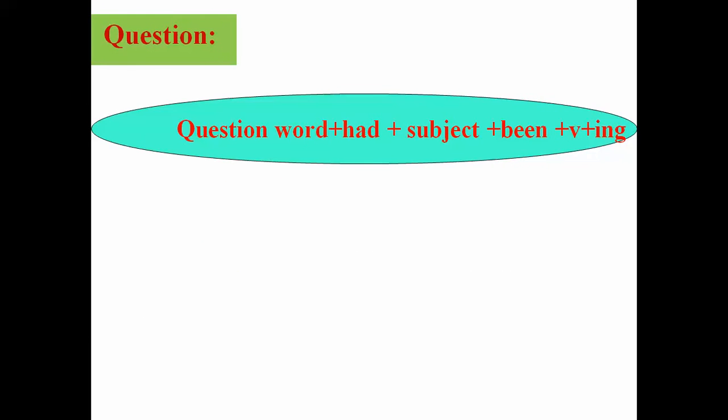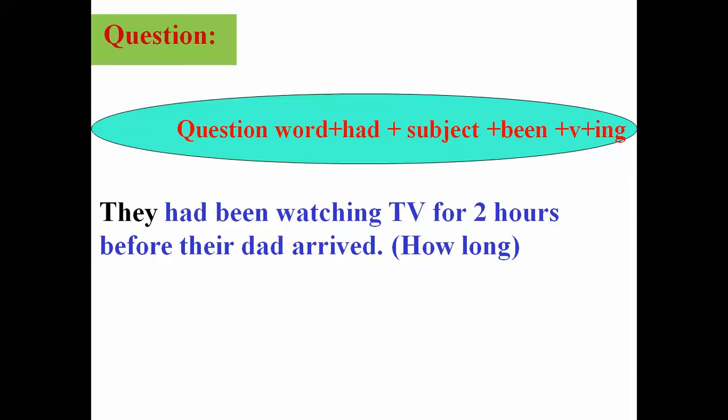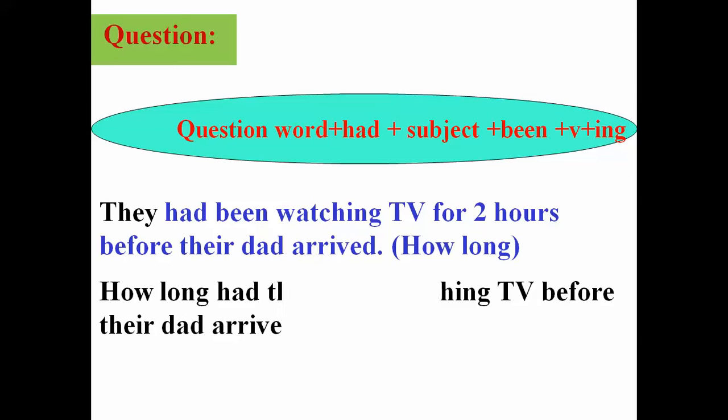How to form the question? Question word plus had plus subject plus been plus verb with ing. They had been watching TV for 2 hours before their dad arrived. The answer, how long had they been watching TV before their dad arrived?